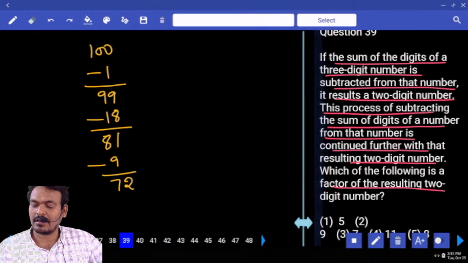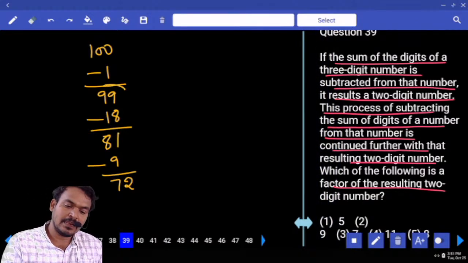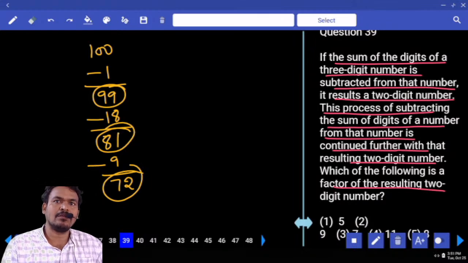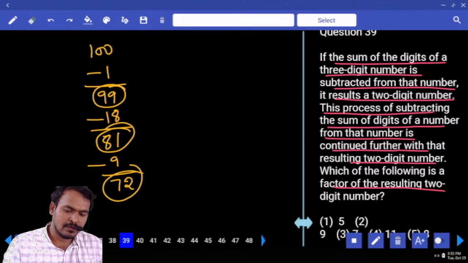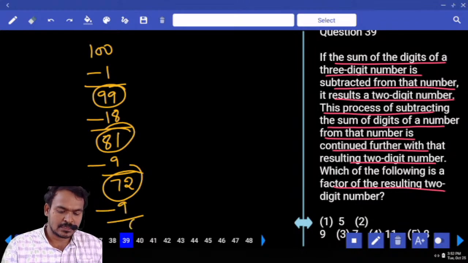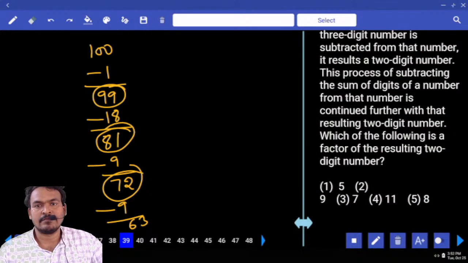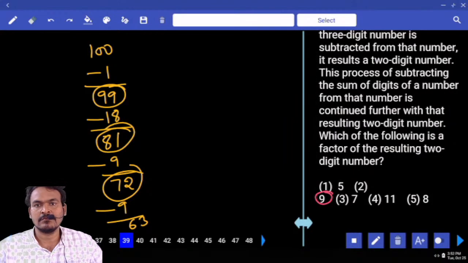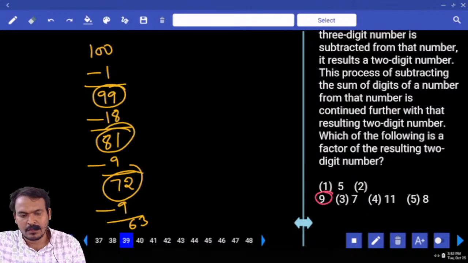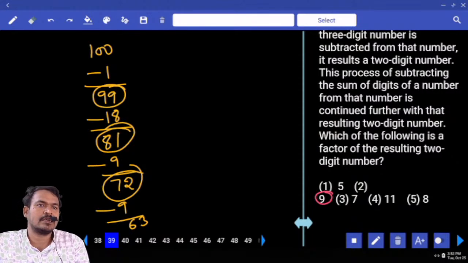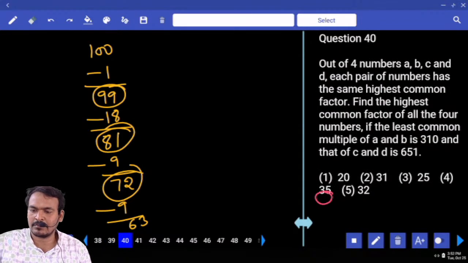That number must be a factor of which one? 99 is a factor of 9. 81 is also a factor of 9. 72 is also a factor of 9. Again, what is the sum of the digits of 72? 9. 72 minus 9 is 63. It is also a factor of 9. Then the answer will be 9. Because in all the cases do we get the same factor or a different factor? Same factor.